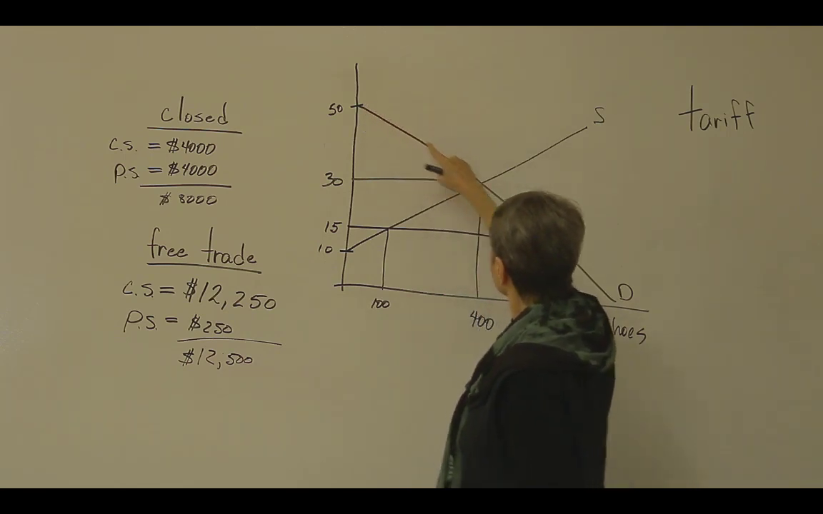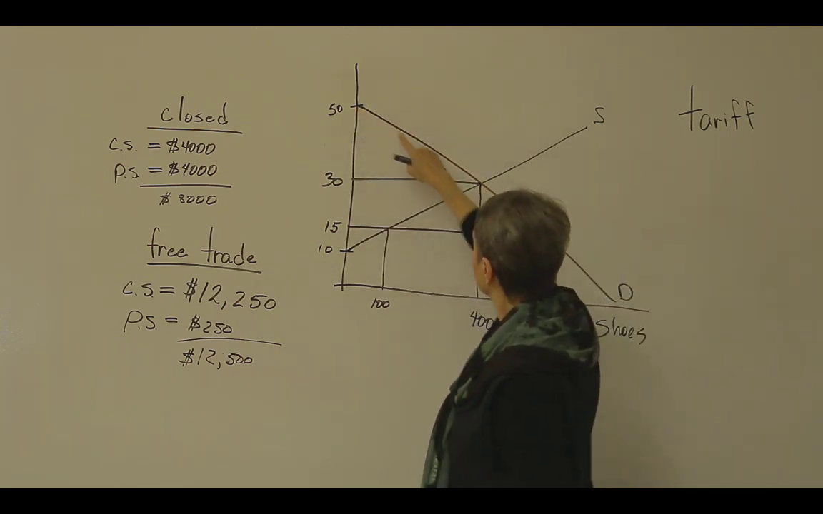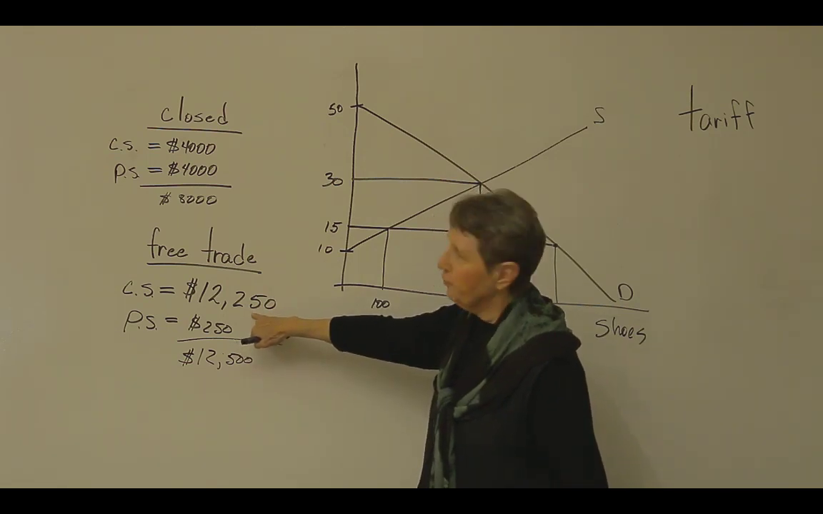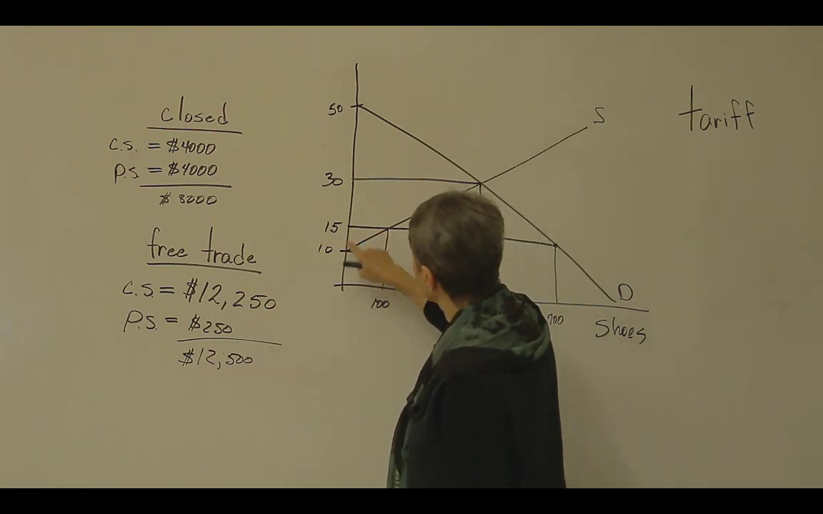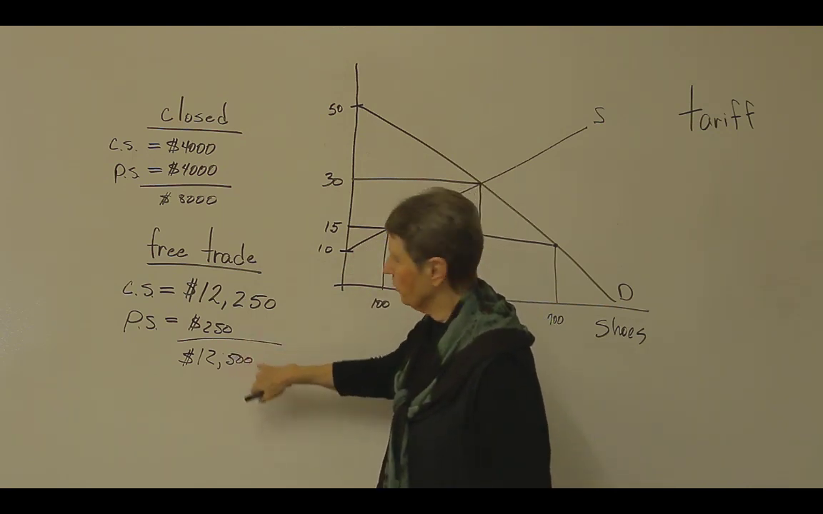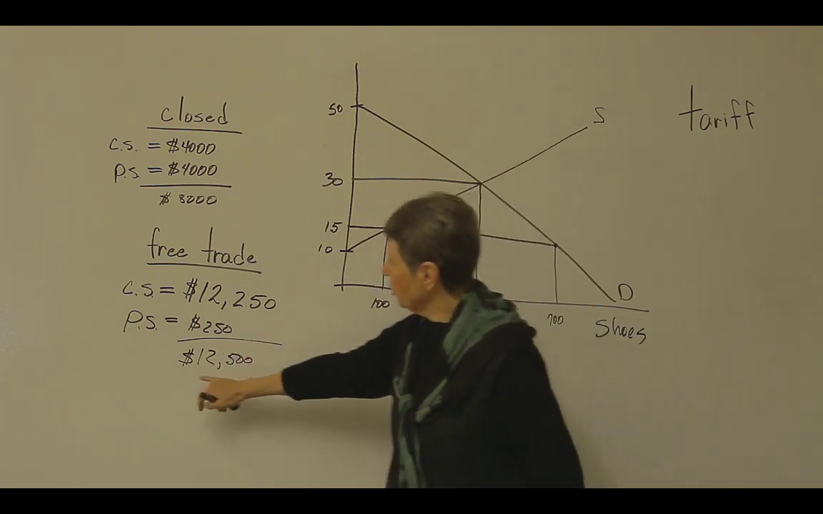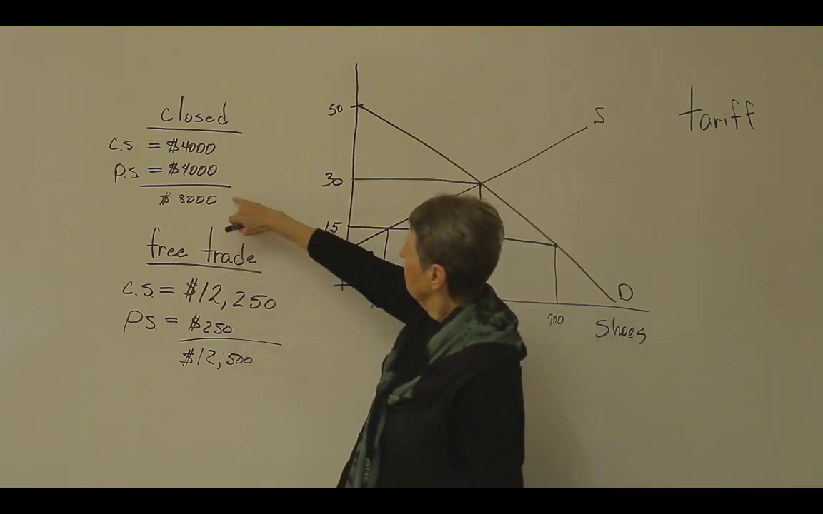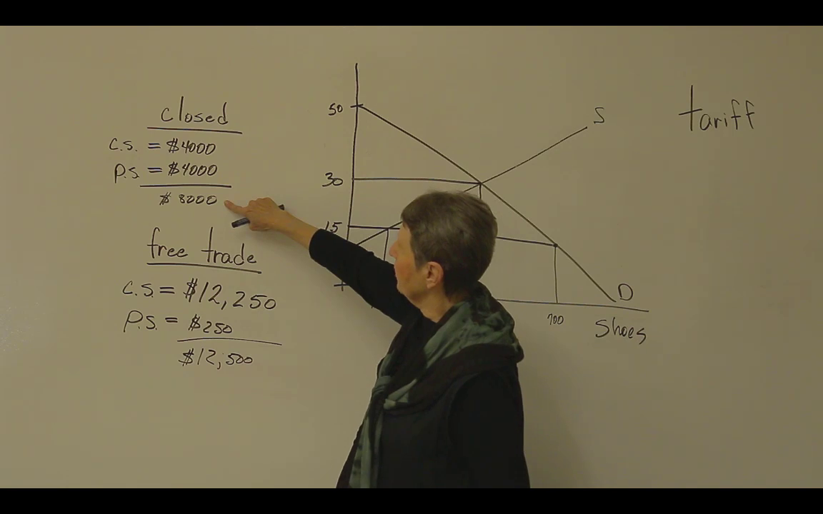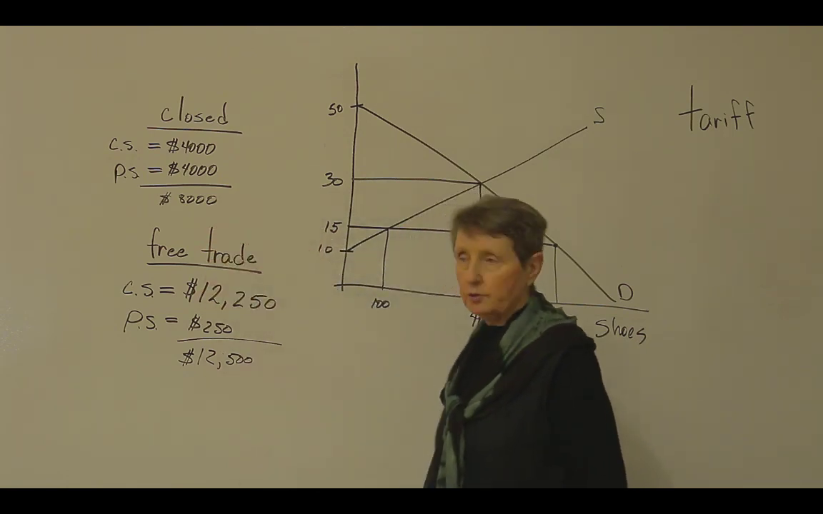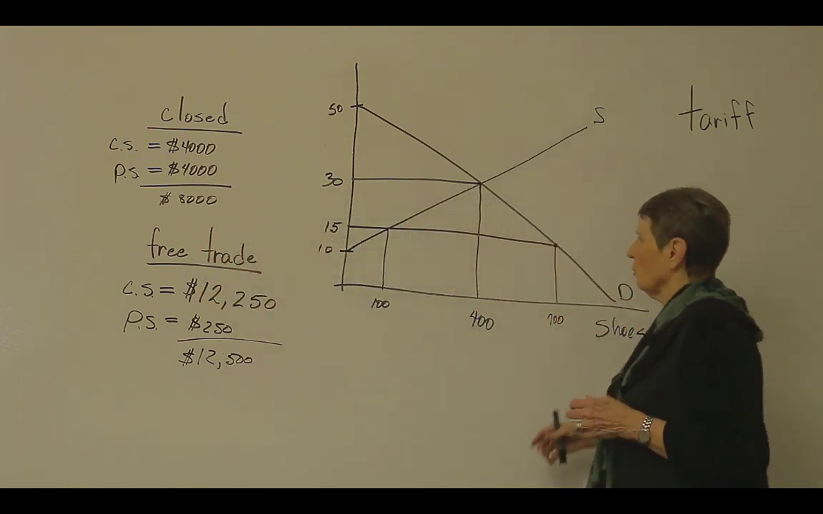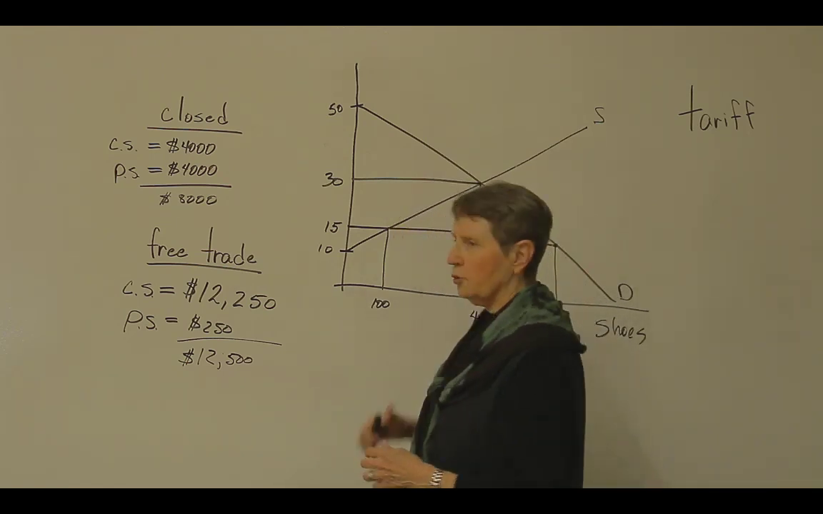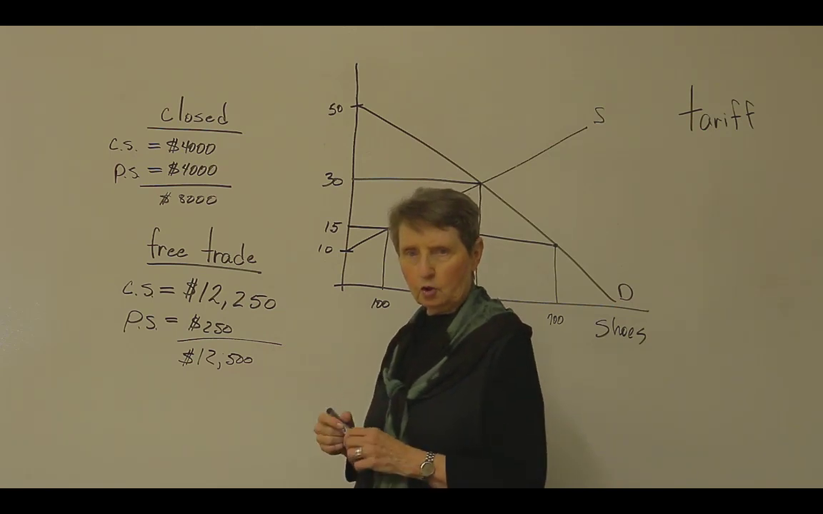And consumer surplus then includes all of this area here, one half base times height, which is $12,250, and producer surplus includes just this tiny area here, which is $250. So my total surplus in the economy is $12,500 when we have free trade, compared with $8,000 when we have a closed economy. So you should not be surprised that domestic producers of shoes are not happy with this situation.